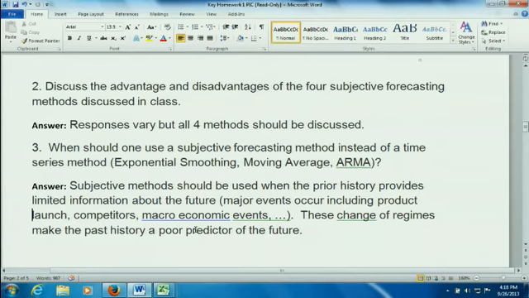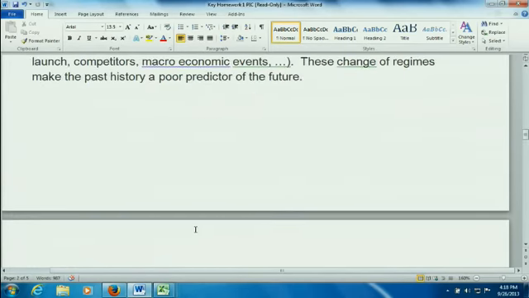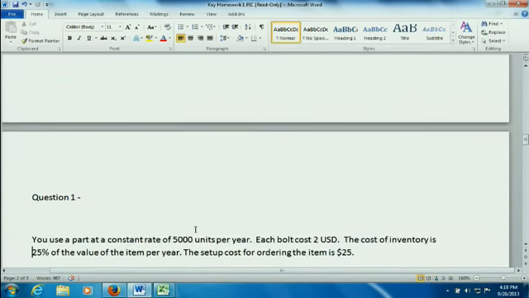You have to have some expert opinion. And those are called change of regime in economics, which makes the past history a poor predictor of the near future. Does that make sense to everybody?